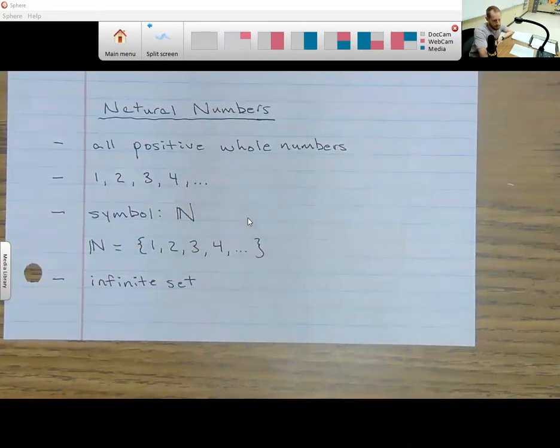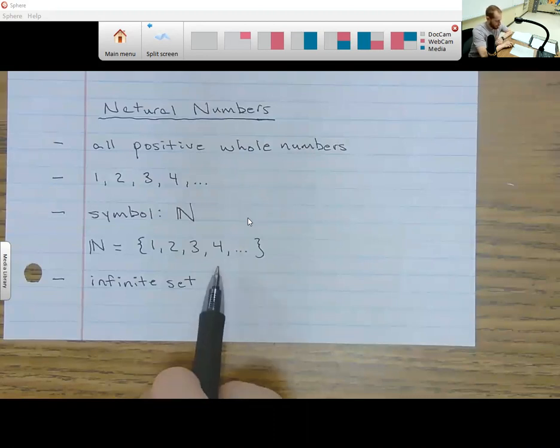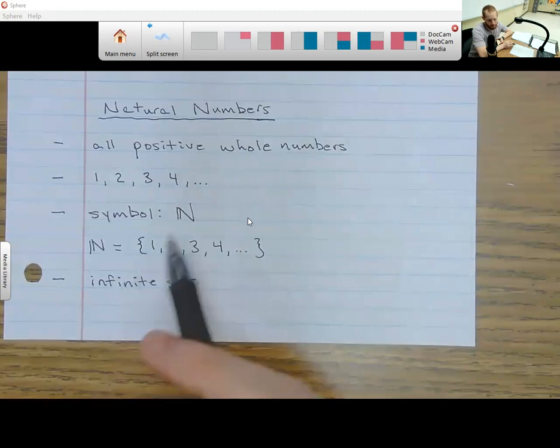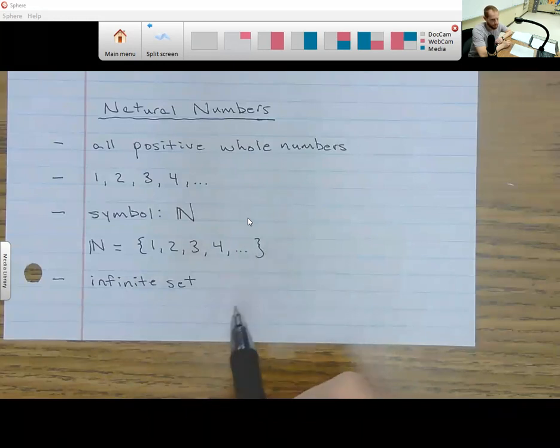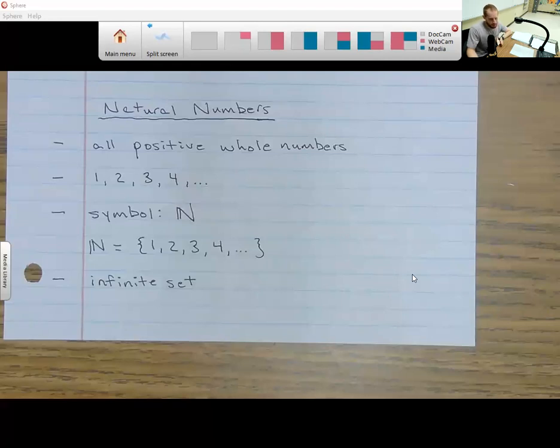Because there's an infinite amount of elements in the set, right? Every single natural number, I can get a new natural number by adding 1 to it. So if I add 1 to 4, I'm going to get the next natural number, 5. If I add 1 to 5, I'm going to get the next natural number, 6. So the set of all natural numbers is indeed an infinite set. And every single set that we talk about today is going to be infinite. Infinite as opposed to finite, right?